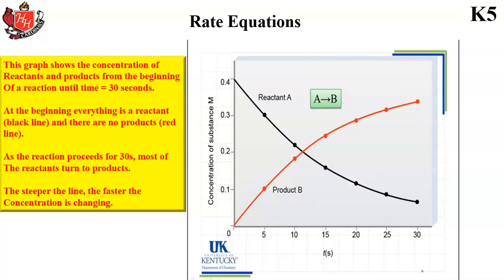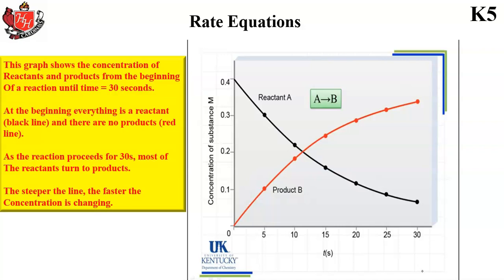And that's at the beginning. There's no products at the beginning of the reaction. That's not always true. You can have reactions which do start off with some of the products already in the vessel or the container, but in this case they're saying that there aren't any. At the beginning, everything is a reactant, black line, and there are no products, red line. As the reaction proceeds for 30 seconds, most of the reactants turn to products.